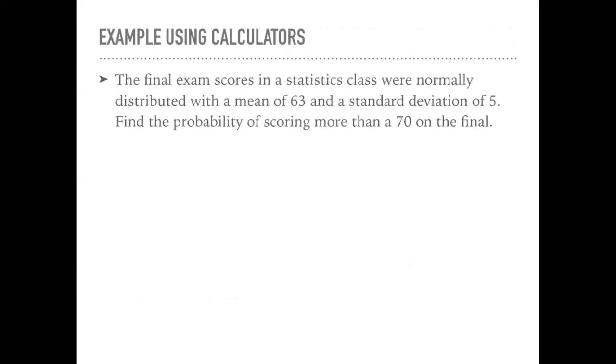Now, going back through our other 2 examples using the calculator instead, final exam score in a statistics class normally distributed with a mean of 63, standard deviation of 5. Find the probability of scoring more than a 70 on the final. So you're doing normal CDF. Your lower bound is 70, upper bound is infinity, so 10 to the 99. Your mean is 63, your standard deviation is 5. You're getting exactly 0.08075671112. When you round to 4 decimal places, you get exactly what we got before.